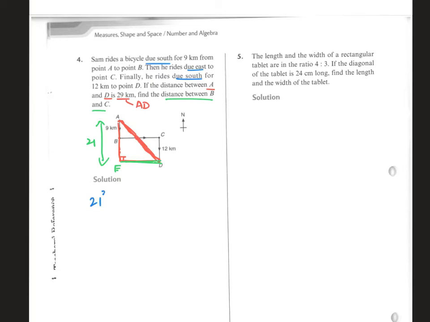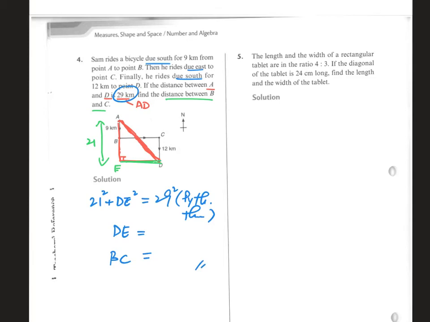As a result, we say 21 squared plus DE squared equals AD squared, which is 29 squared, by Pythagoras theorem. And then you can find DE by yourselves. And so you can get the distance of BC afterward.